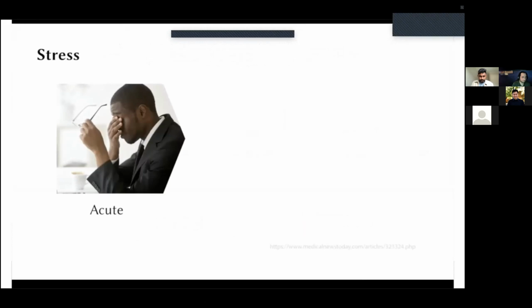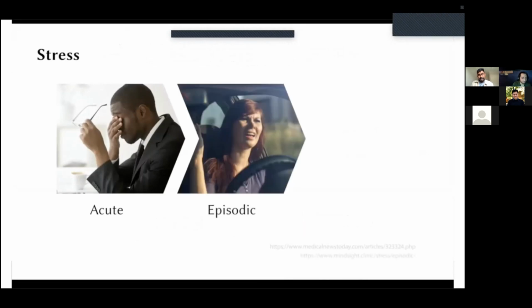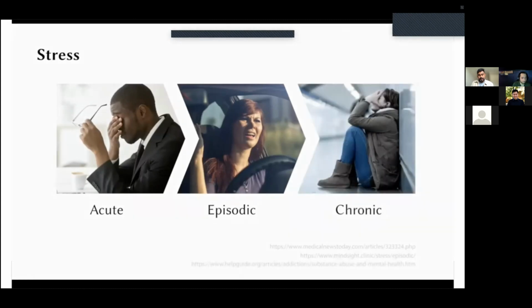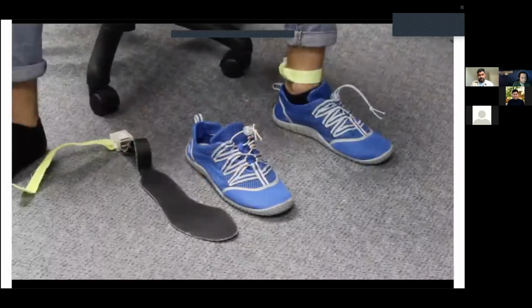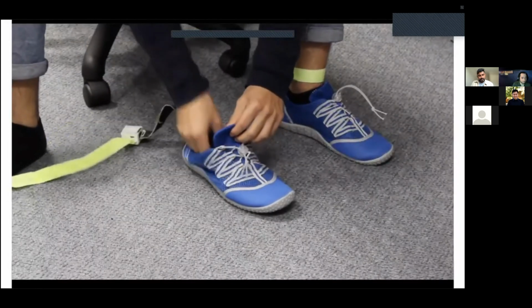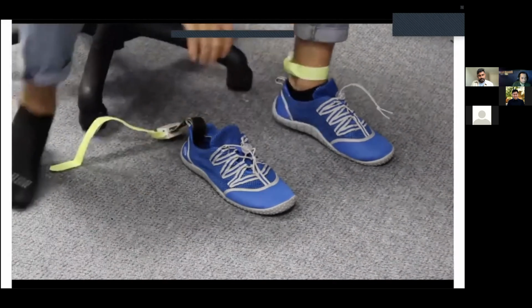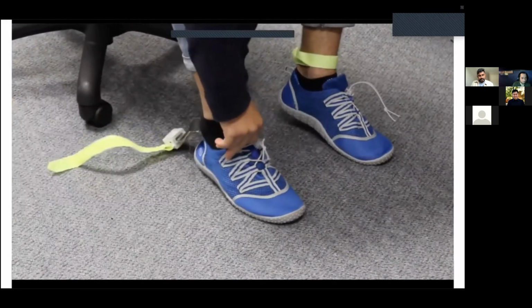Acute stress naturally occurs in our daily life. Episodic occurring of acute stress can cause a variety of negative symptoms, such as sleeping disorders, and may even result in chronic stress. We propose using a pair of smart shoes to discriminate acute stress from relaxation by using a pressure-sensitive insole and an IMU.